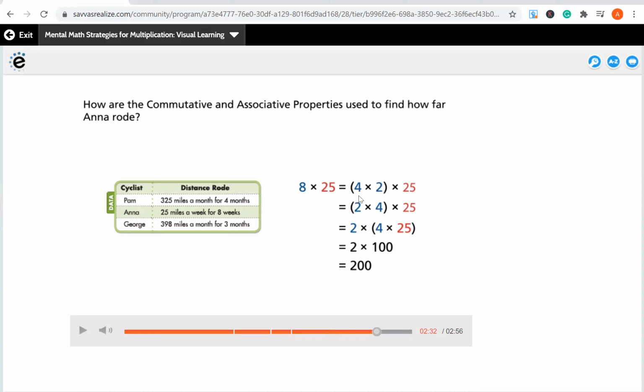Then we can switch, then we have to make 2 numbers in one group. For example, he makes 4 times 25. You can make any 2 numbers between these 3 numbers in one group. You have to find the 2 numbers that are easy to know their answer. 4 times 25 equals 100, so 2 times 100 equals 200. So 8 times 25 equals 200.